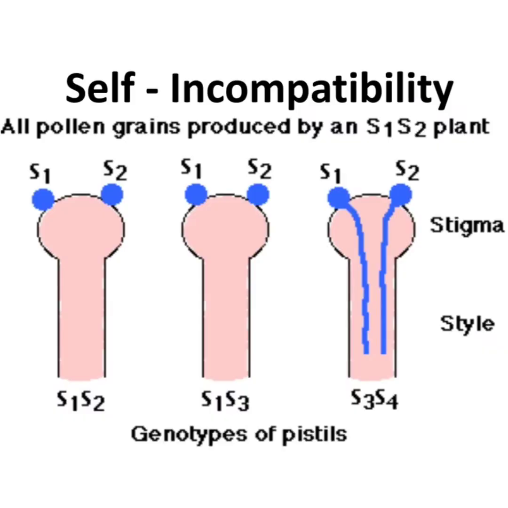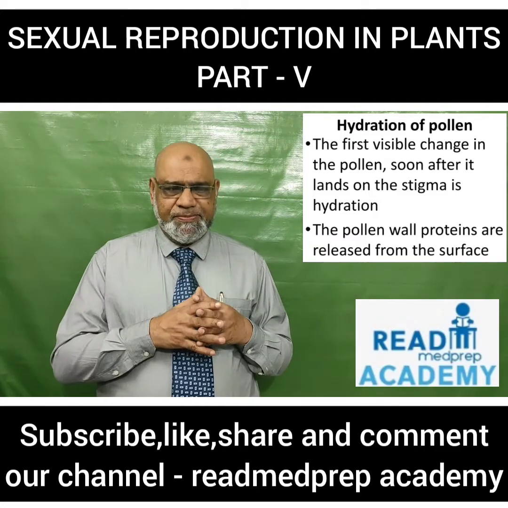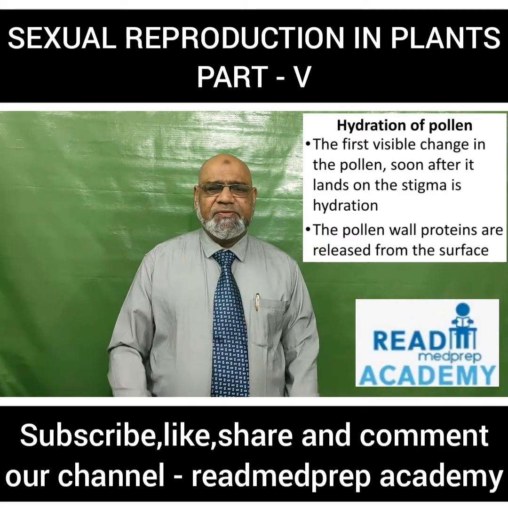Here in this image you can see that the pollen grain belonging to S1 S2 plants falls on the stigma. It is incompatible with the stigma of S1 S2 type and S1 S3 type, whereas the same pollen grain of the plant S1 S2, when it falls on the stigma, the pollen tube develops in the style of S3 S4 plant. So this compatibility is also very important in fertilization. The first visible change in the pollen soon after it lands on the stigma is hydration. The pollen wall proteins are released from the surface.